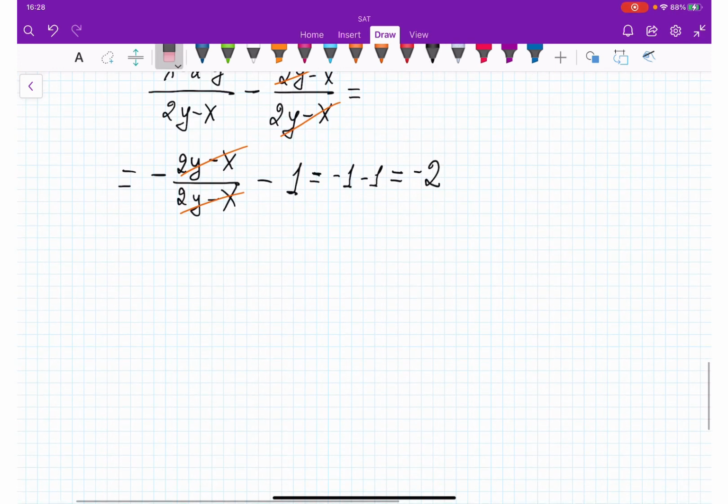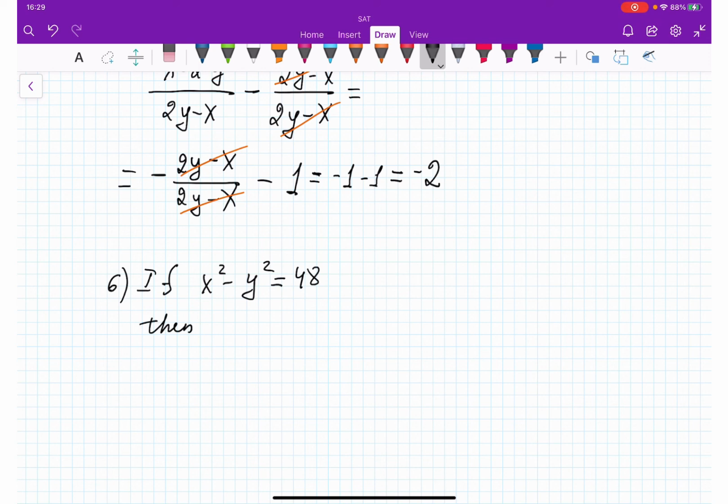Okay. Next question, question number 6. If x squared minus y squared equals 48, then 2/3 of (x minus y) times (x plus y) is equal to what? How much is it going to be equal?